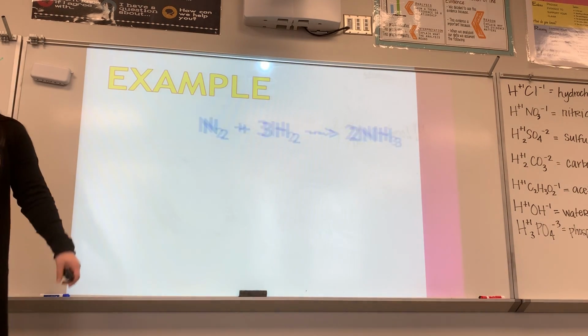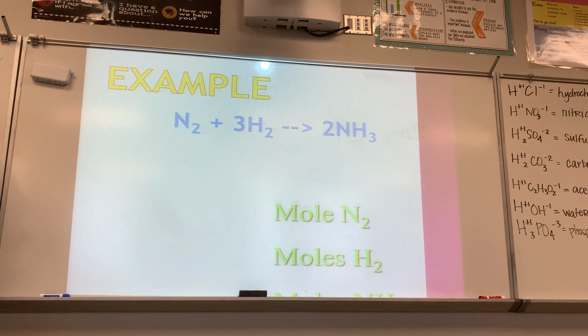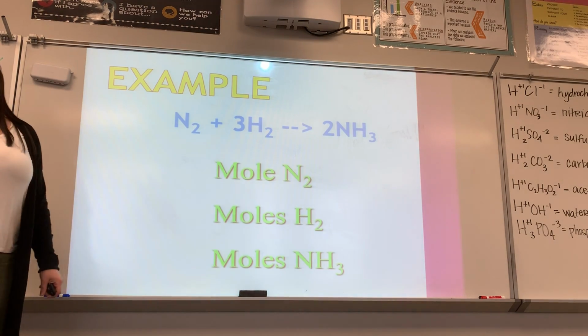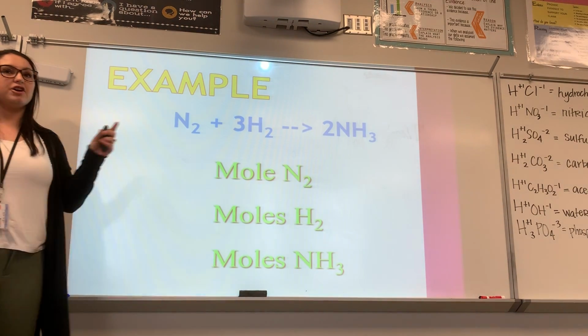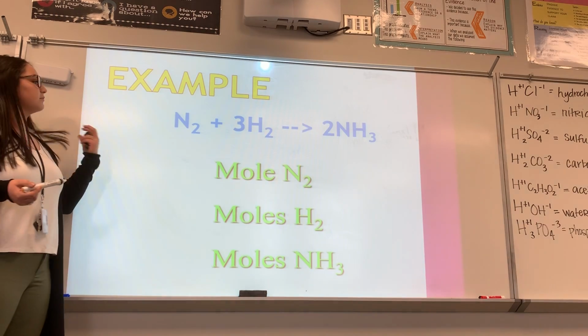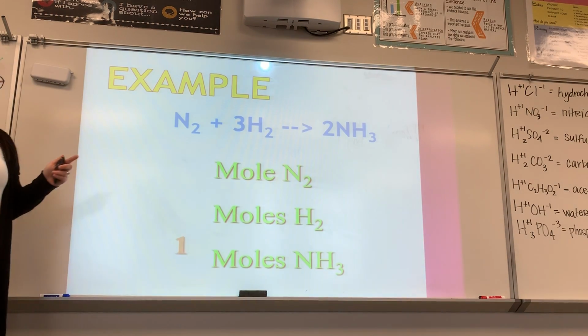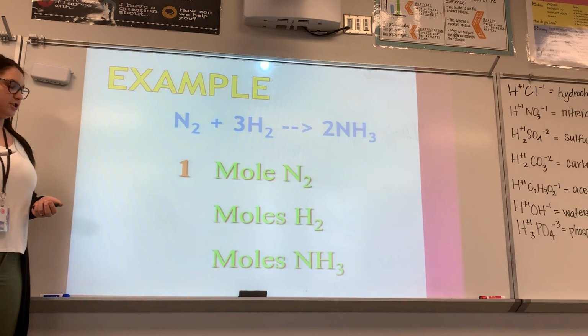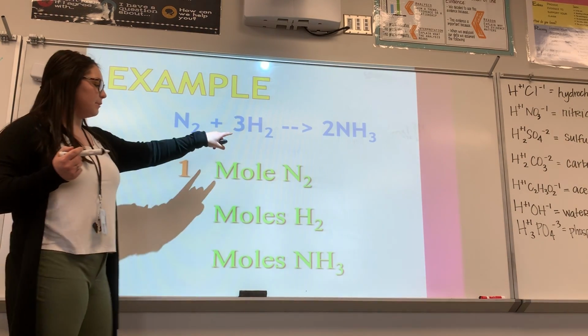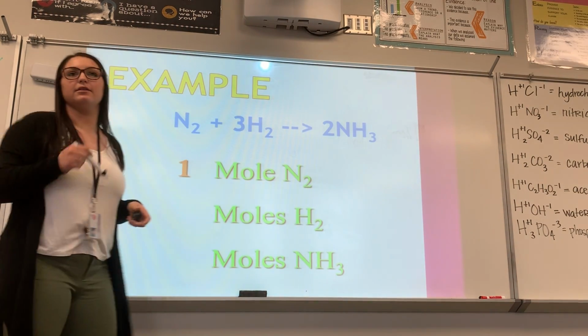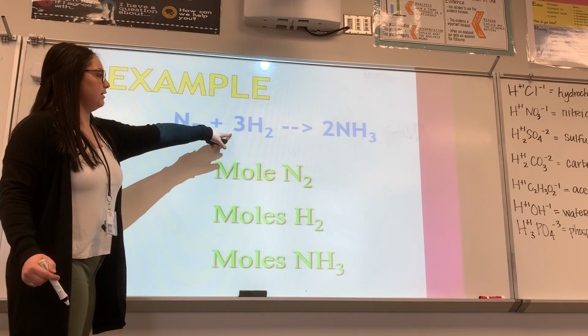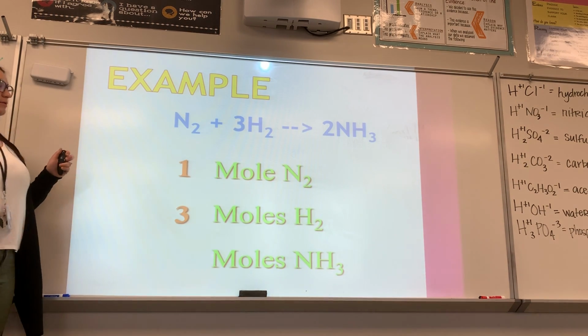Another example, using that same exact balanced equation, we want to know how many moles of each substance. The moles are shown in our coefficients. So our imaginary coefficient here of nitrogen, we have 1 mole of nitrogen. How many moles of hydrogen do I have? If I use the coefficient right in front, I have 3 moles of hydrogen.